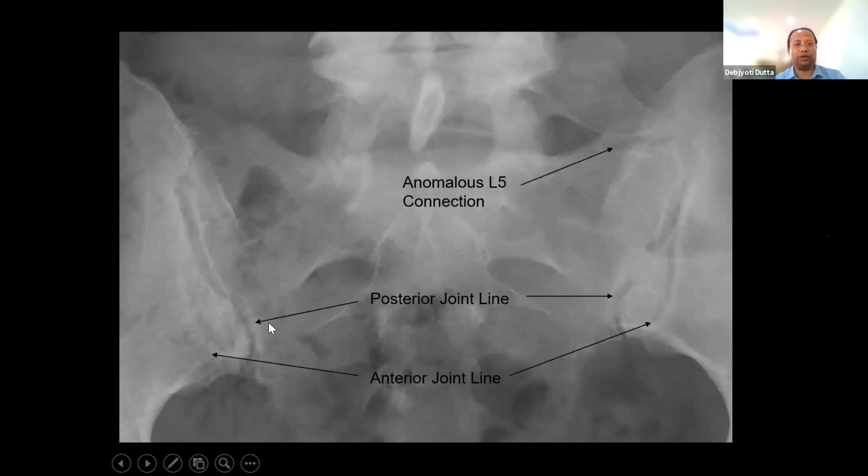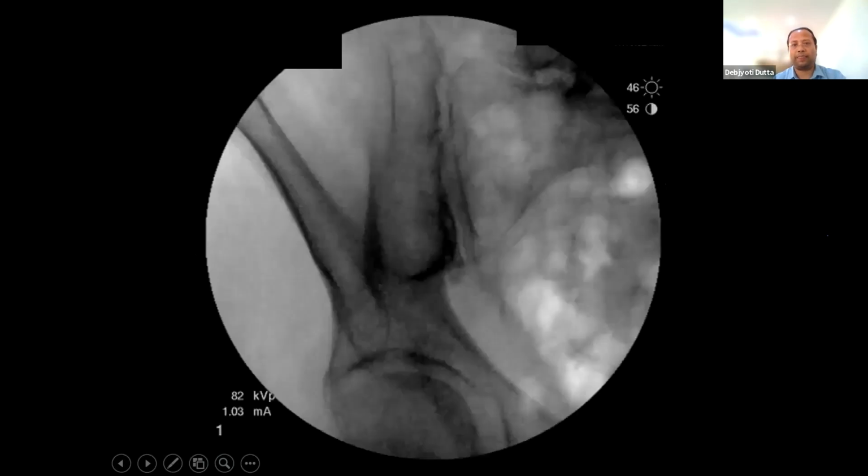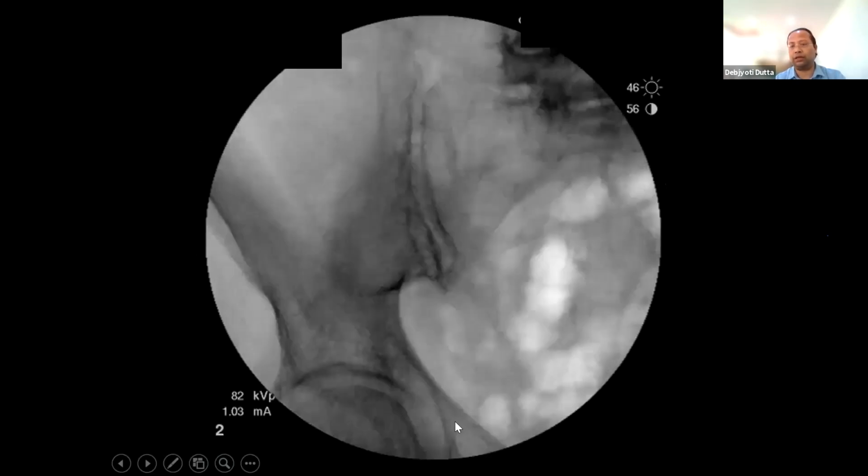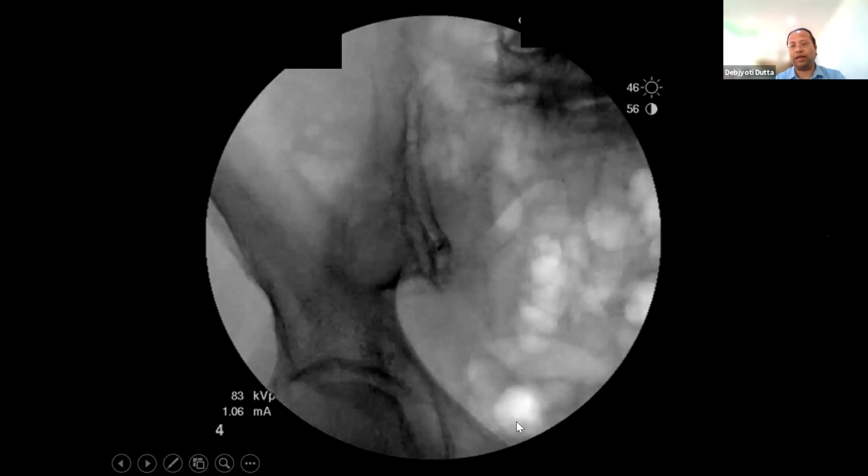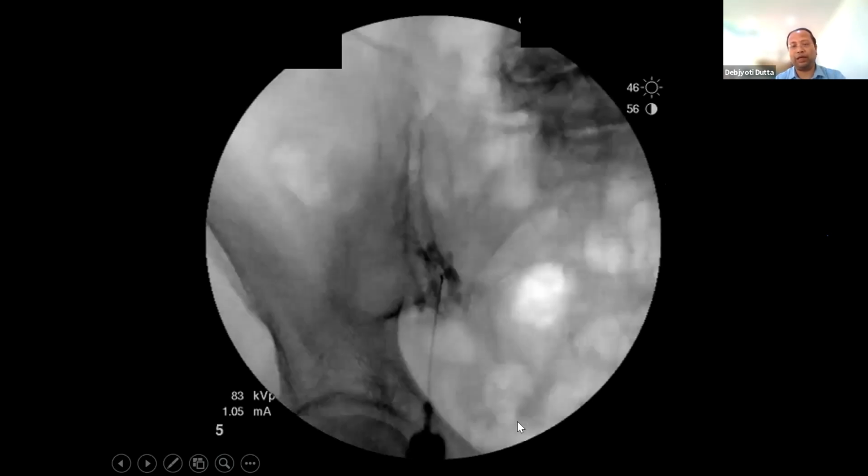Here also you see these margins. This is the posterior joint line, this is the anterior joint line. We will target the posterior joint line. Here, sacroiliitis is there, the margins are bloody margins. Okay, when we do contralateral oblique, then both lines come one above another and it looks like this. We target here.